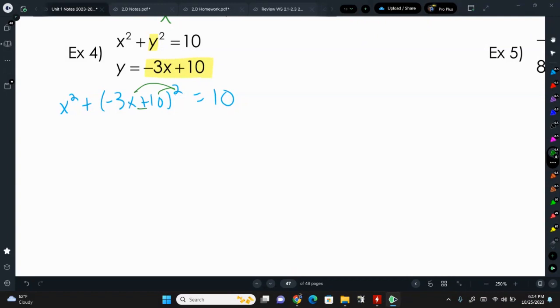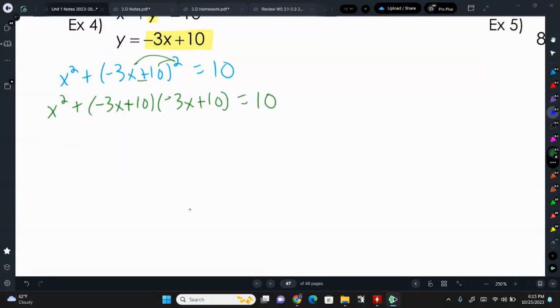The other problem, we could do it because everything is being multiplied. Here we are adding, so we can't do that. You can't distribute an exponent if you're adding or subtracting inside the parenthesis. So this becomes x squared plus negative 3x plus 10 times negative 3x plus 10 equals 10. Because if I'm squaring something, I'm really multiplying it by itself. Like 3 squared is 3 times 3. So negative 3x plus 10 squared is negative 3x plus 10 times negative 3x plus 10.